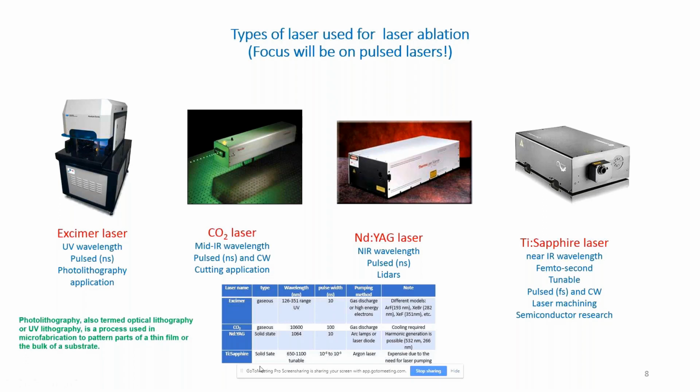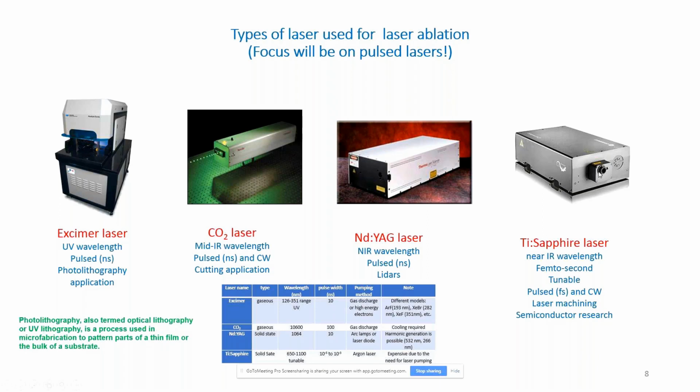And then we would move to Ti Sapphire laser. This is a near infrared laser which is tunable anywhere from 650 to 1100 nanometers. And in the pulse mode, basically its pulse is very narrow, femtosecond laser, 10 to the minus 15. And it is used for laser machining and semiconductor research. Utilizes this laser. This laser, I would say, very expensive, the Ti Sapphire.